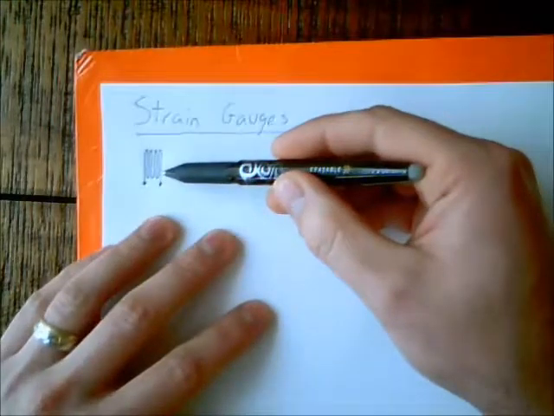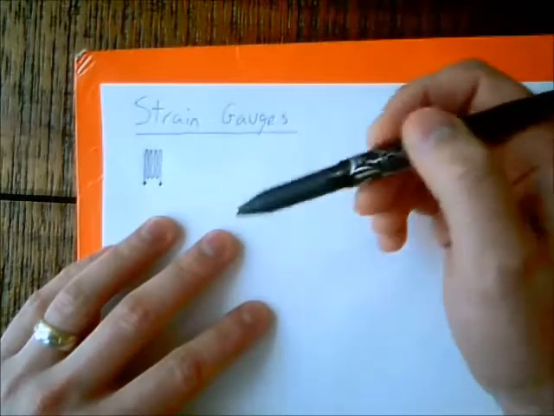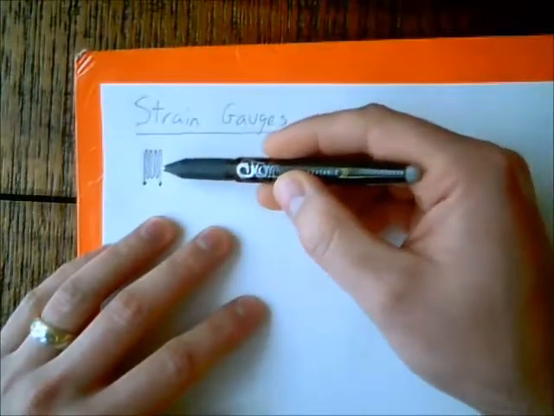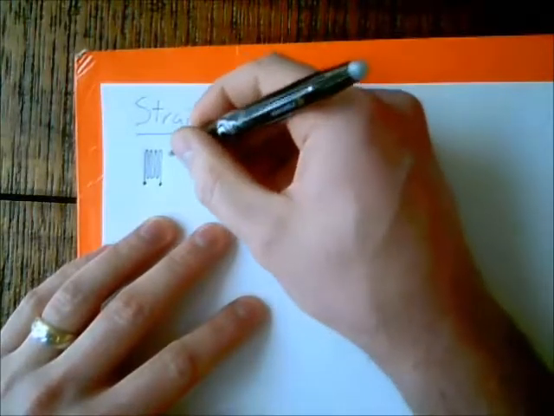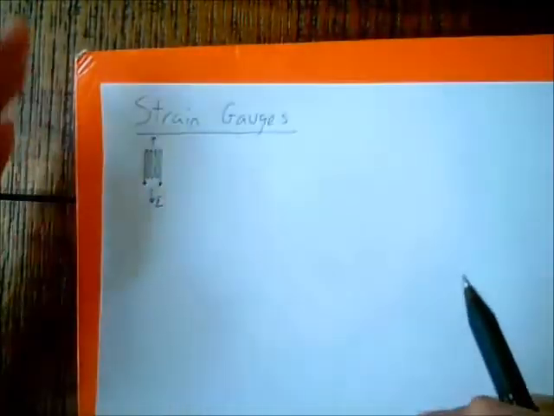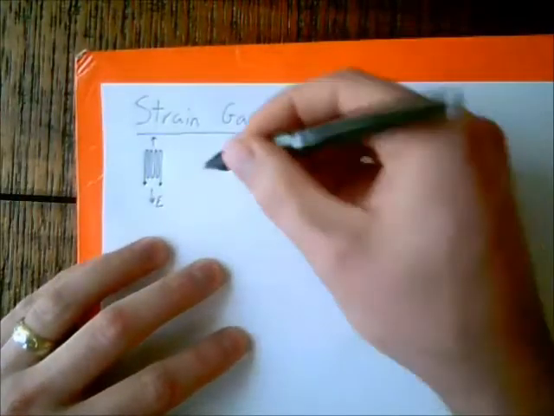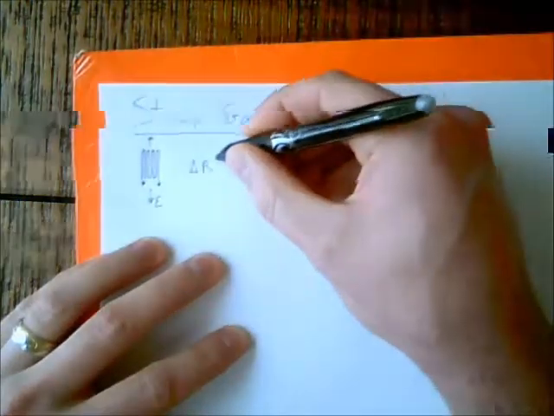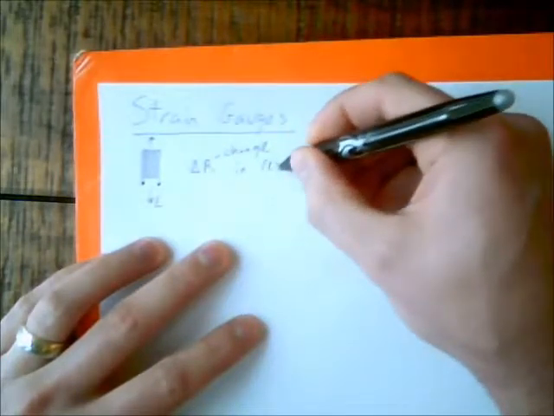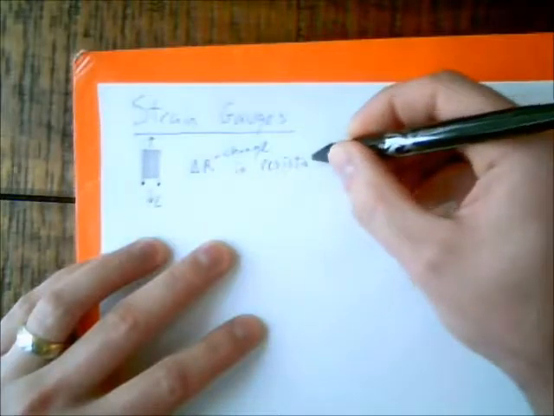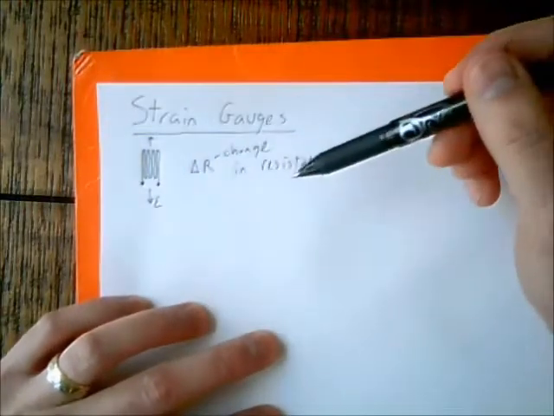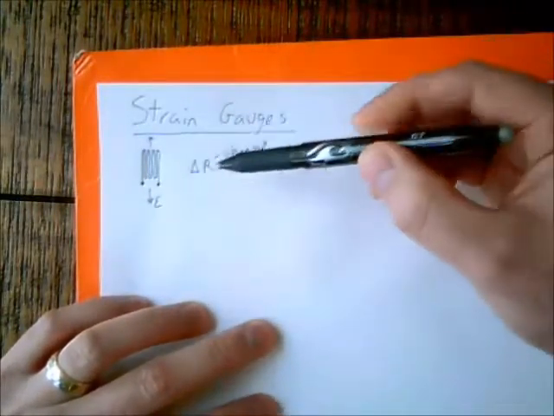But here, the idea is, in a metal, when you strain a metal, the resistivity will change. So what these strain gauges do is, as I take this and apply some strain in the axial direction, there'll be a corresponding change in electrical resistivity. There we go. So there's some corresponding change in resistivity as I strain the strain gauge.